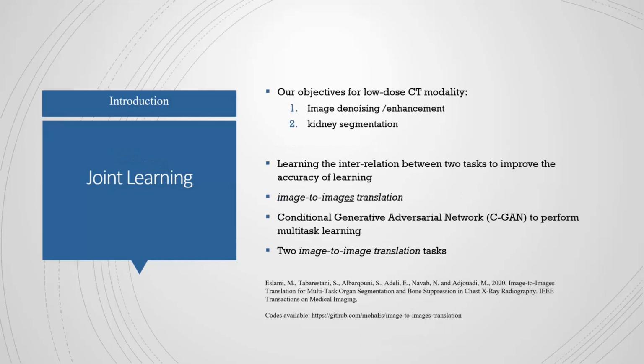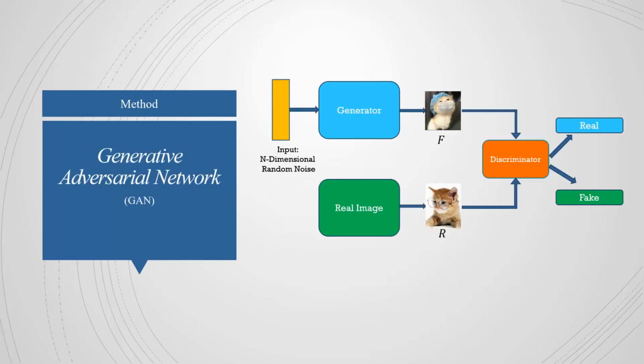Therefore, we have defined two objectives for our research. The first one is image enhancement and the second one is kidney segmentation. With these two tasks in mind, we use the joint learning approach. In multitask learning, we use the interrelation between two tasks to improve the accuracy of learning. In our previous research, referenced below, we introduced a deep learning method for image-to-image translation, which is based on conditional generative adversarial networks to perform multitask learning.